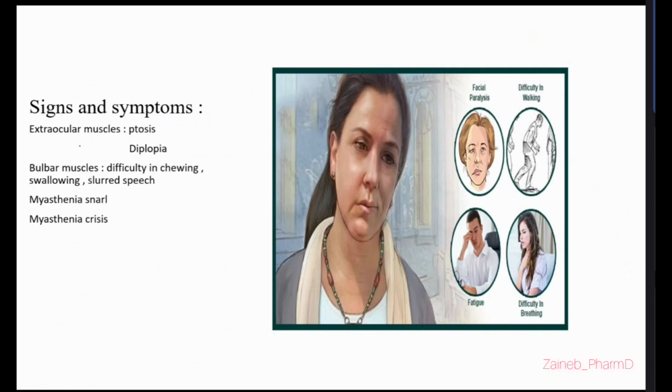Now, what are the signs and symptoms of myasthenia gravis? It mainly involves the cranial muscles, which are the extraocular muscles. When the extraocular muscle causes a problem, the patient has a manifestation of ptosis. Ptosis means a drooping eyelid. Here, as you can see, one eyelid is drooping. It can lead to ptosis and it can cause diplopia. Diplopia is when the two eyeballs don't move in a coordinated fashion. There is no coordination.